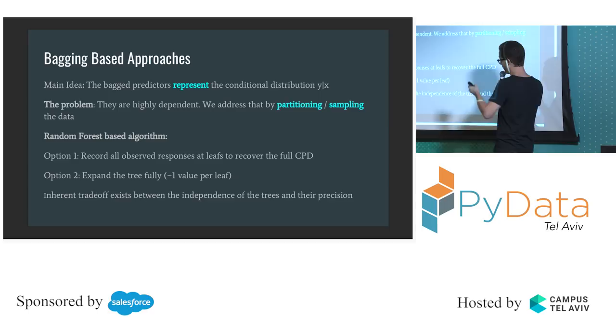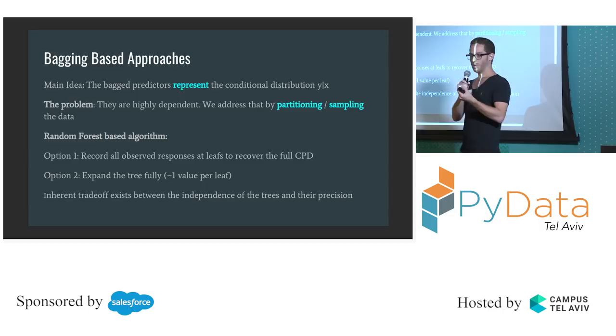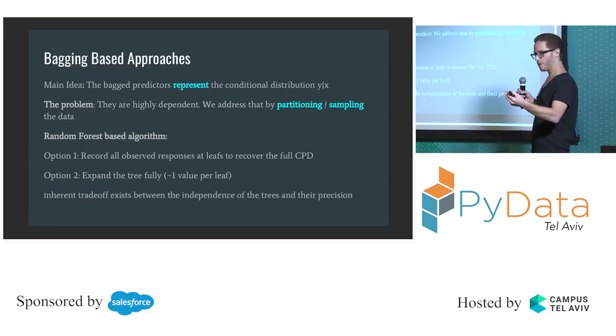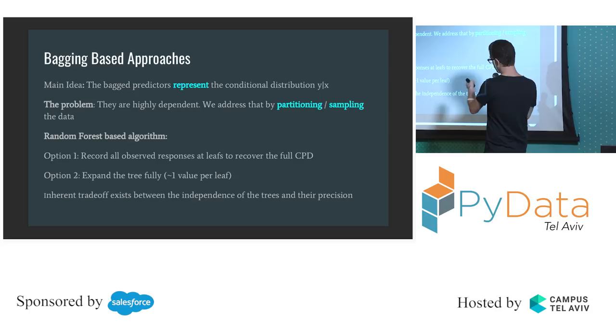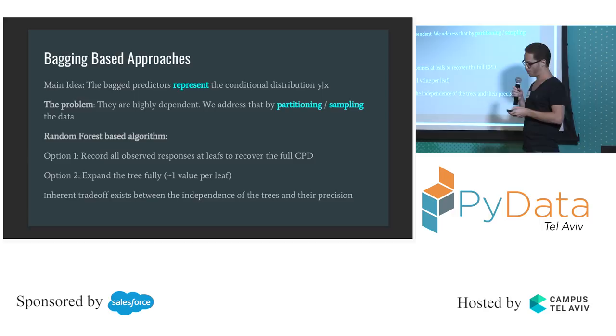We can do one of two things. Option one: instead of taking the mean, the average over the leaf, as we usually do, we can retrieve all the observations at the leaf over the whole bag. Then we can sort them, treat them as the full distribution, and derive whatever quantiles we want. Another option is to expand the tree fully, up until one sample per leaf, and then retrieve the whole bag. If we have enough predictors, we can hope to approximate the full conditional distribution, and from there it is straightforward to derive the quantiles.